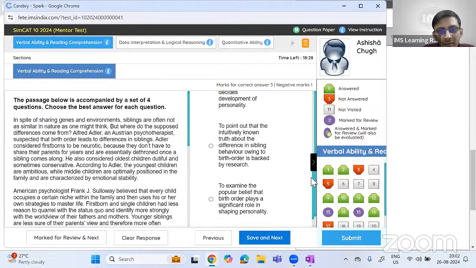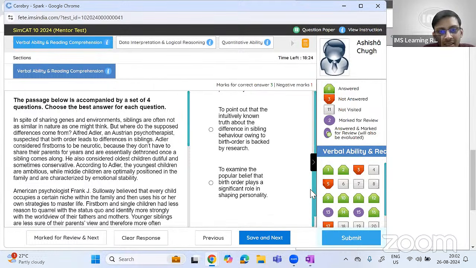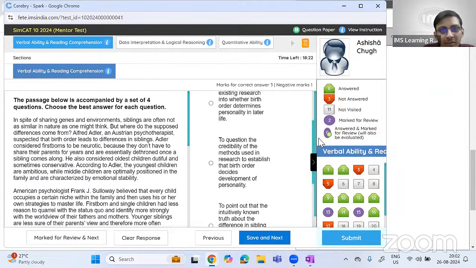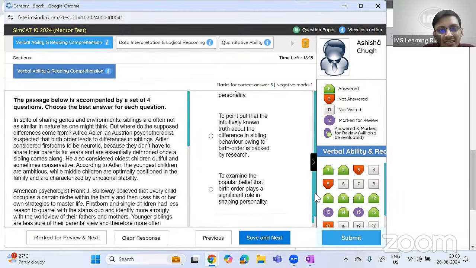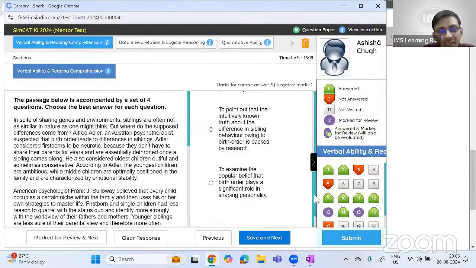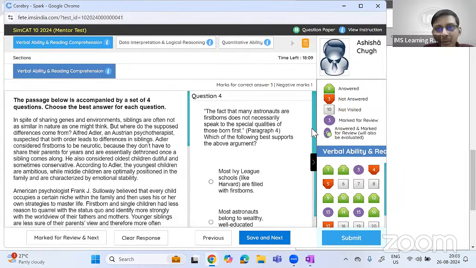Examine the popular belief that birth order plays a significant role in shaping personality. This seems to be fine also. First one also seems to be fine. Birth order. He is in fact evaluating in a sense. He is also examining the popular belief. Maybe I'll mark it for review. I don't want to waste too much time on it.